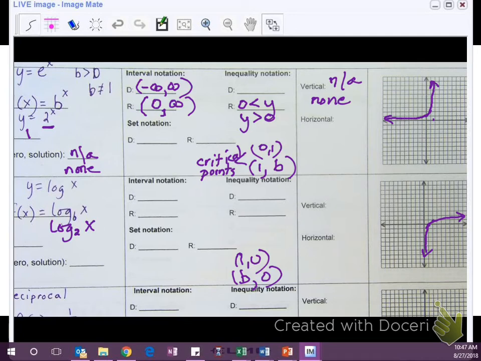Questions? All right. So in this case, my domain is 0 to infinity, but with the parentheses, right? Because it's not included. x won't ever be 0. But my range is negative infinity to infinity.